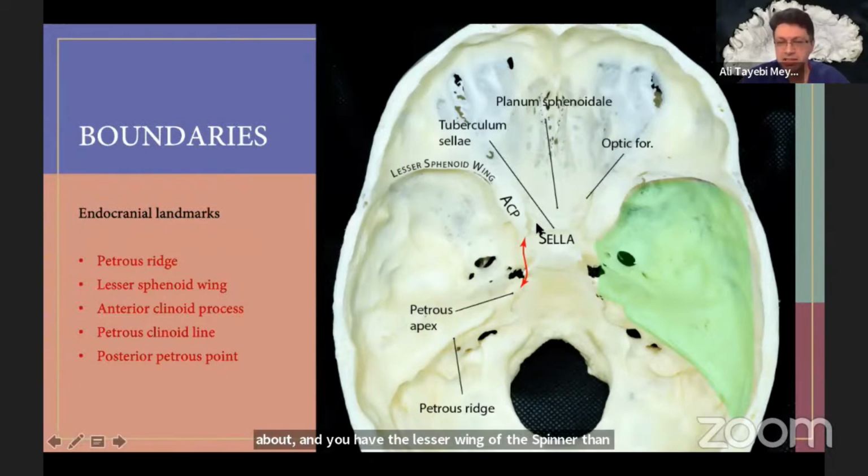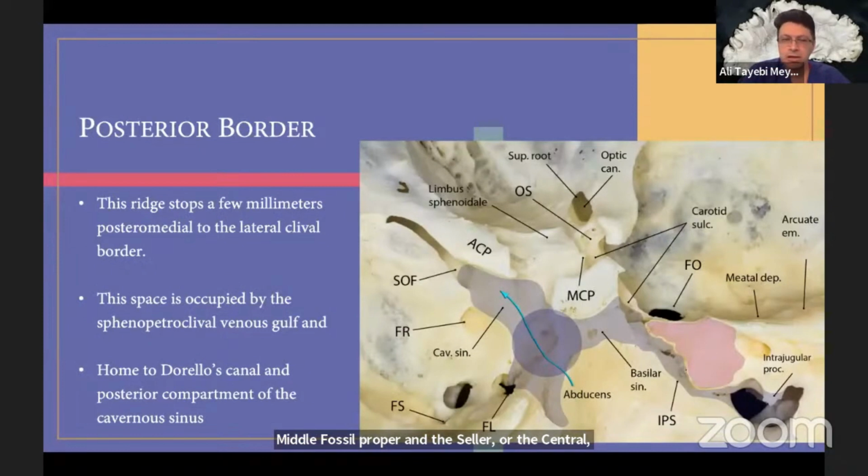Medially, there's no specific boundary. You can draw an arbitrary line between the tip of the anterior clinoid process and the petrous apex, which I call the petroclinoid line. This demarcates the delineation between the middle fossa proper and the sella or the central skull base, as Dr. Dolenc defines it. Now, let's look at the posterior border of the middle fossa, which is the petrous ridge.